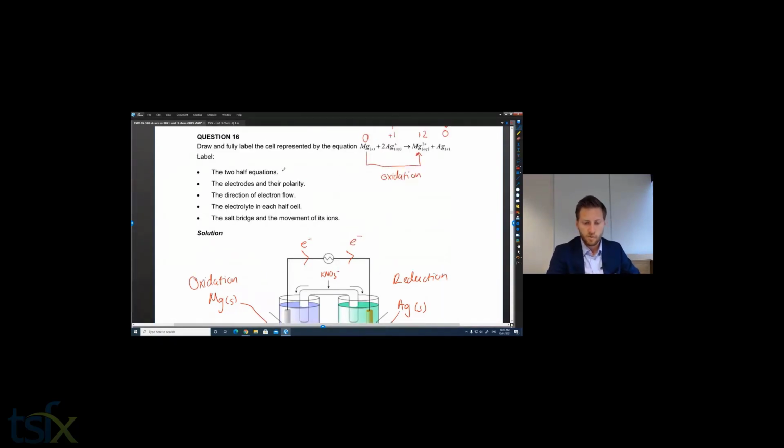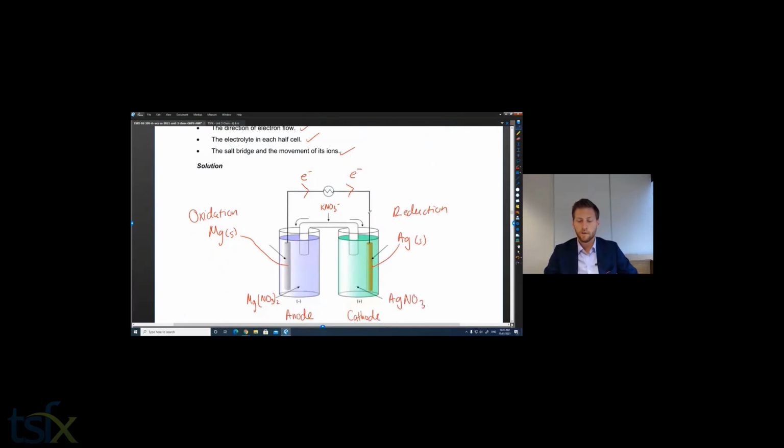All right, so we've done electrodes and polarity, we've done electron flow, electrolyte, and the salt bridge movement of its ions. Now the half equations. Over time, magnesium is going to lose electrons. Magnesium solid goes to Mg2+, which means you're getting an increase in positivity. It's becoming more and more positive over time because you're getting more and more magnesium ions. Whereas over here, the silver is depositing on the outside, so you're getting less and less silver ions in solution over time, and you'll be getting an increase in mass.